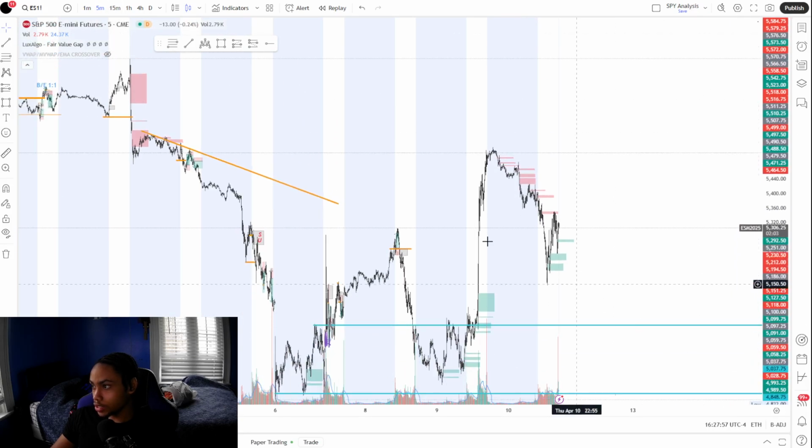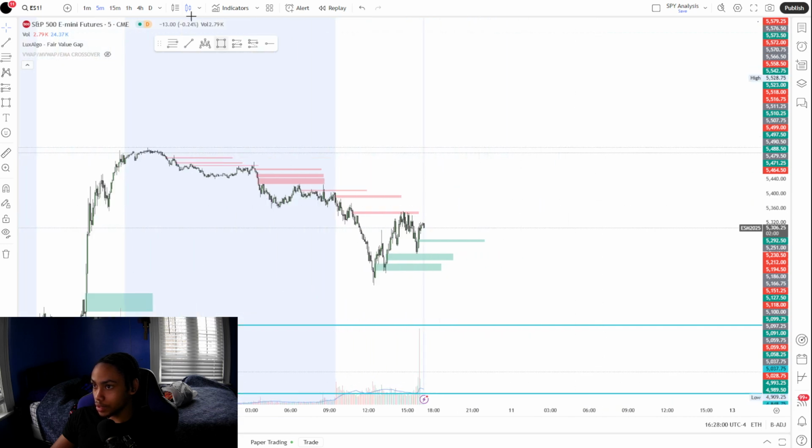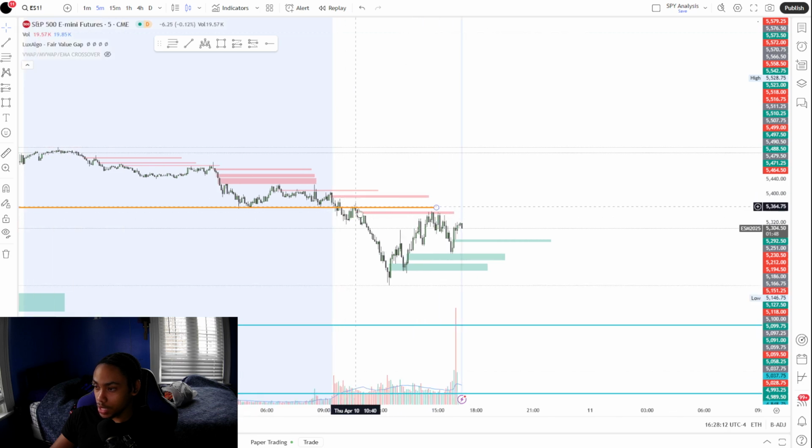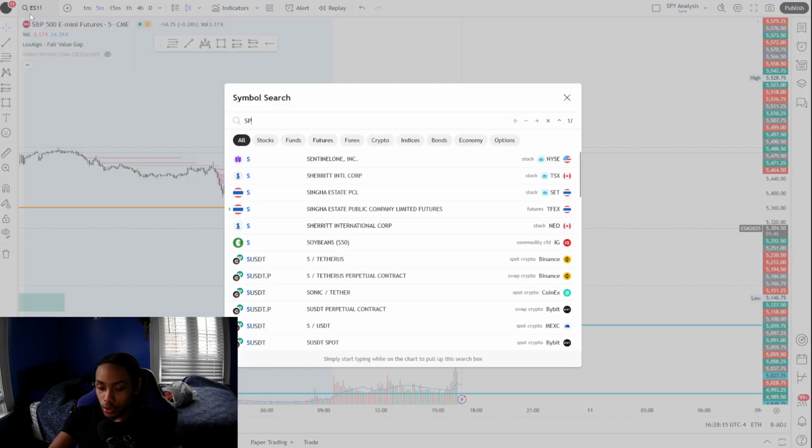Did I even chart ES? No, I did not chart ES today, but let me just do a quick little dibble dabble. Okay, as you can see here, price did in fact break below these lows, swept these lows, retested it, and came back down, which we're going to talk about right here.